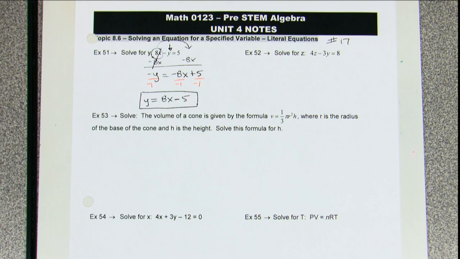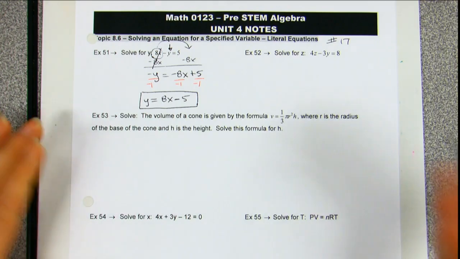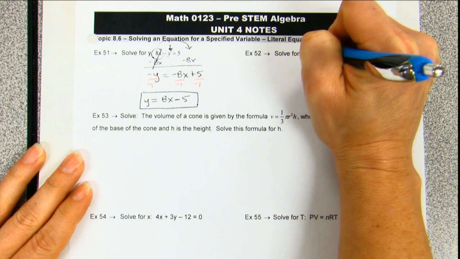It would look different if you isolated x in that problem. It'd be a whole different answer. So just be careful that you're solving for what is requested. You know, like solve for y. Make sure you get y by itself. 52 says solve for z. So this is what I'm trying to get by itself.